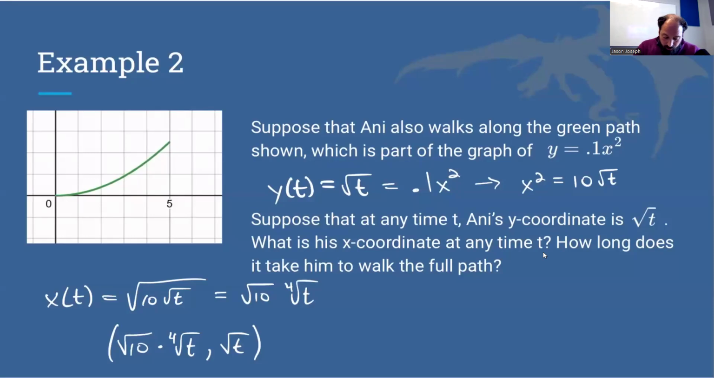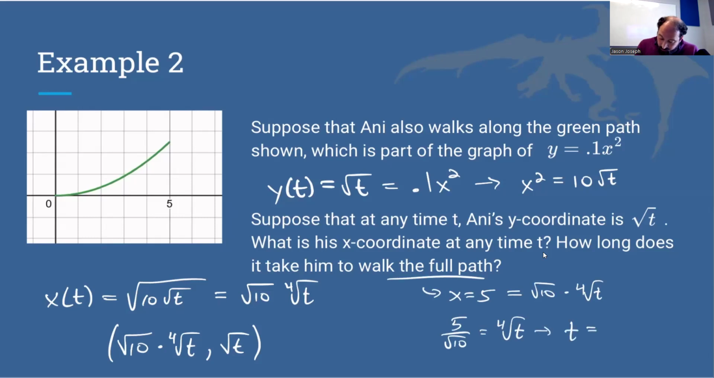And the question again, how long does it take him to walk the full path? So again, this ends when x is 5. And we solved for x, and we said x was square root of 10 times fourth root of t. So that means 5 divided by the square root of 10 is equal to the fourth root of the time where we reach an x coordinate of 5. And now I have to raise both sides of this to the fourth.